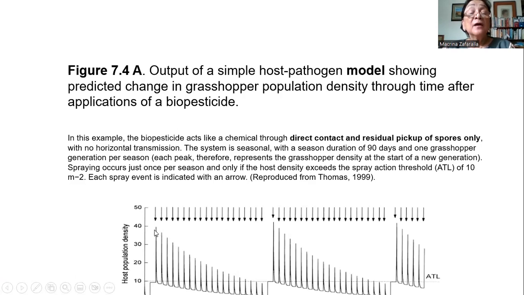And you will note that the peaks of the host decrease through time as the biopesticide is applied seasonally, because the grasshopper has a breeding period once in 90 days. With each application of the pesticide, the population is decreasing through time. So the temporal complexity is best reflective of the time changes.